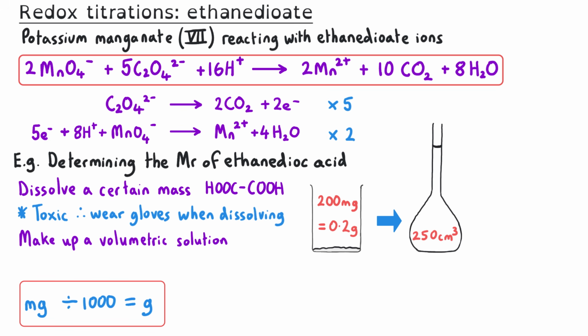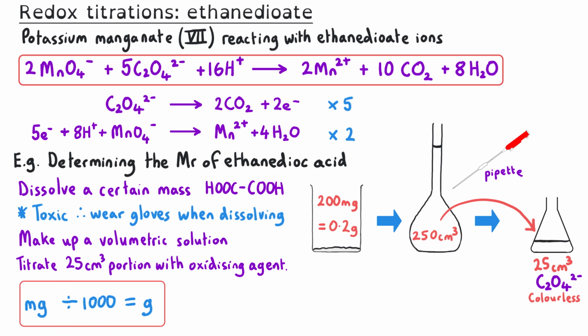And then you would dissolve it, and once fully dissolved, you'd make up a volumetric solution in a volumetric flask in some kind of volume, such as 250 cm cubed. And then you'd titrate 25 cm cubed portions of this solution in a conical flask with this manganate 7 ion from the burette, which is pink at the start.